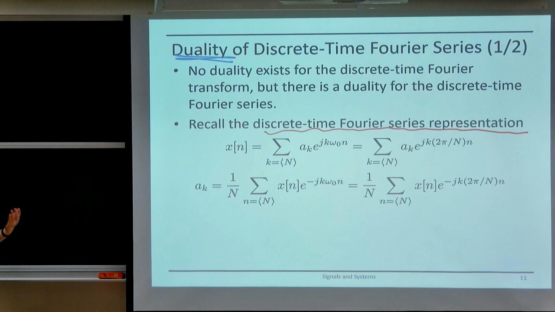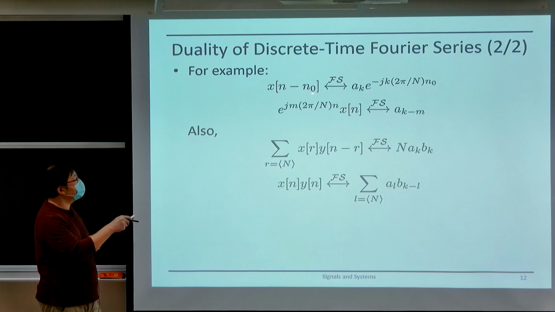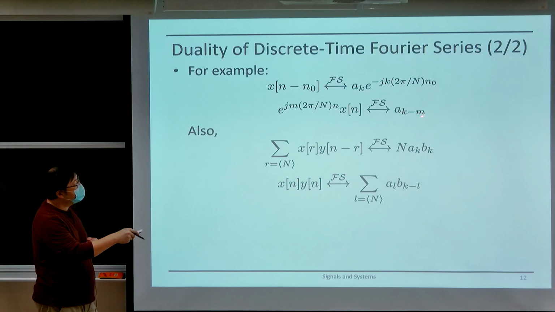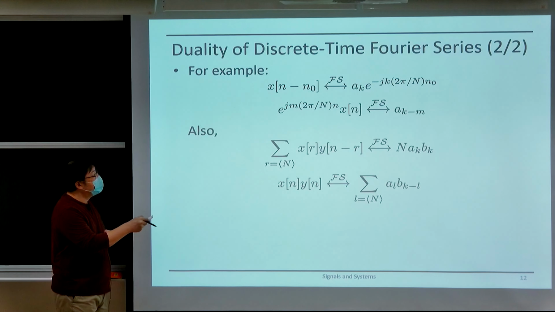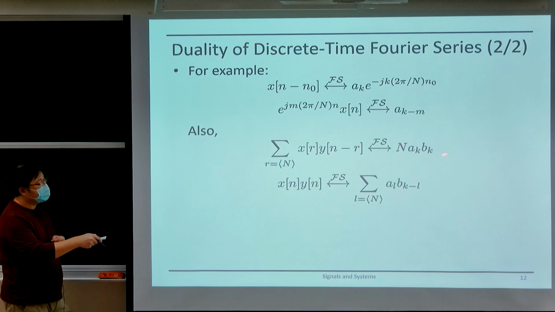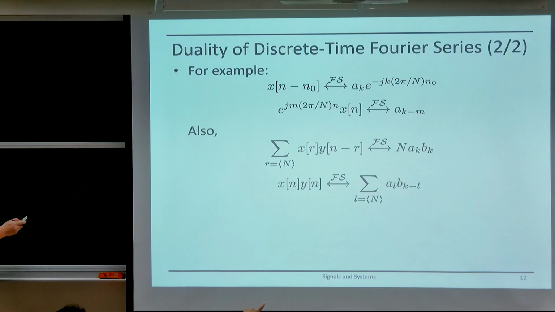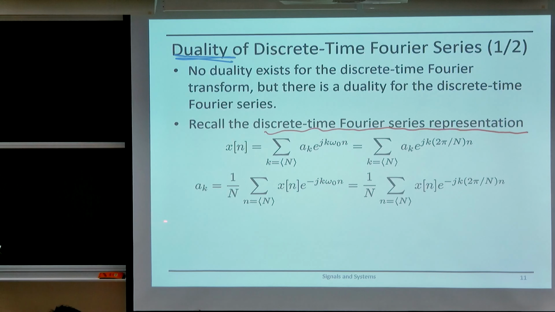So then, you will see this duality in several properties of the discrete time Fourier series. Here are just a few examples, right? For example, time shift corresponds to a phase shift in frequency. Frequency shift corresponds to a phase shift in the time domain signal, right? Or convolution in time corresponds to multiplication in the Fourier series coefficients, and convolution of Fourier series coefficients corresponds to multiplication in time, okay? So these are due to the dual form of the discrete time Fourier series representation, okay?